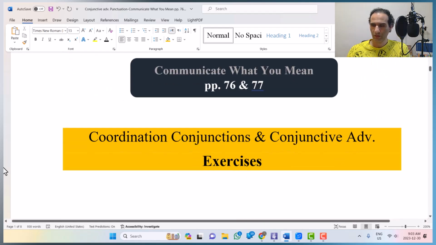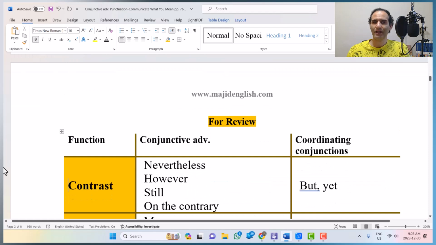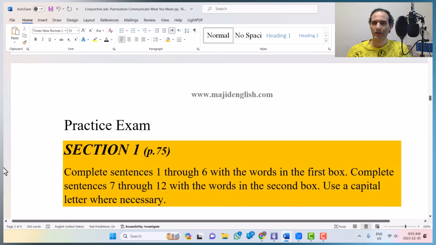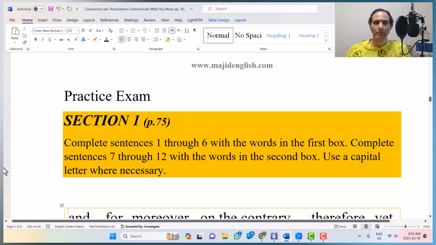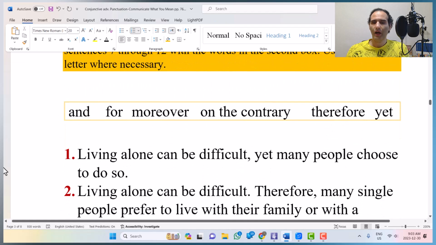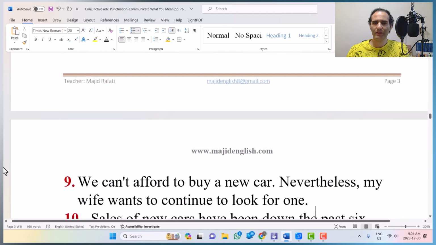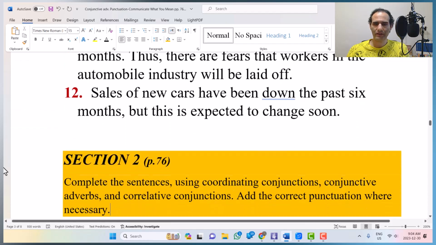Today we were talking about finalizing our talk on coordinating conjunctions and conjunctive adverbs, a very beautiful and useful table. I recommend you take a picture of it. And here I told you if the comma comes before, it is a coordinating conjunction. If the comma follows, it is a conjunctive adverb. We talked about it here in these two sets of exercises.